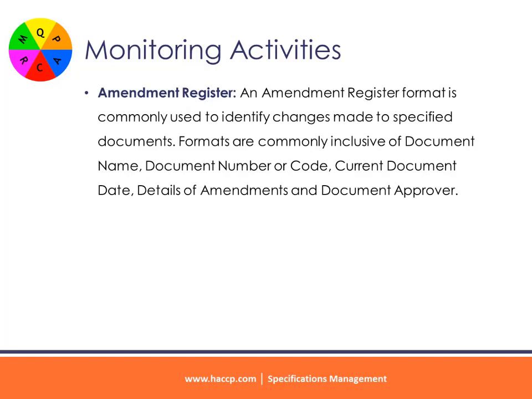Amendment register. An amendment register format is commonly used to identify changes made to specified documents. Formats are commonly inclusive of document name, document number or code, current document date, details of amendments and document approver.